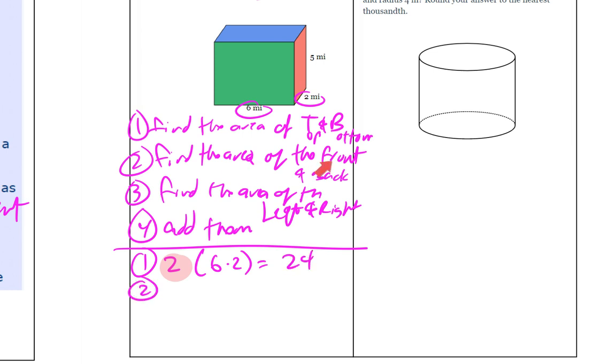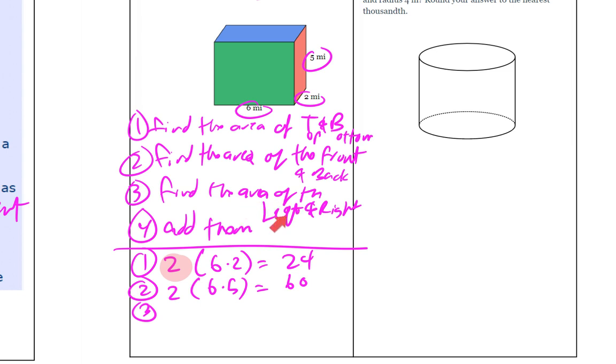Next, we're going to find the area of the front and back. So we know the front and back, we're going to have two that are the same. 2 times. So front and back is going to be 6 times 5, because this is going to be 5. So we can put that on our calculator, or we can think 6 times 5 is 30. 2 times 30, or double 30, is 60.